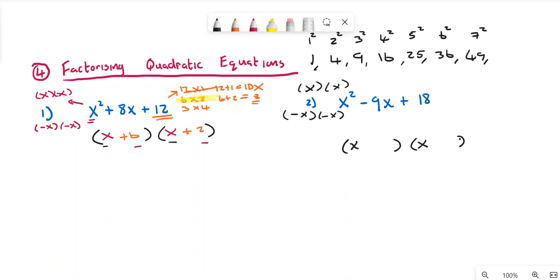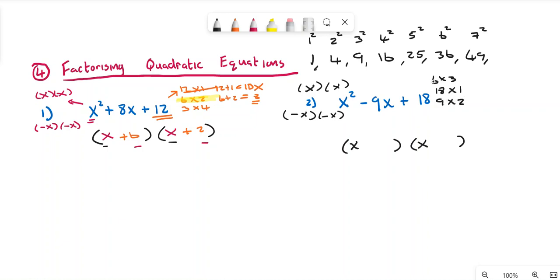Now we want to identify what goes in the right hand side, and that is related to this number here. So we look at the numbers that when multiplied by each other will give you 18, and when added together will give you -9. If we take the factor pairs for 18, we have 6 multiplied by 3, we have 18 multiplied by 1, and then we have 9 multiplied by 2.